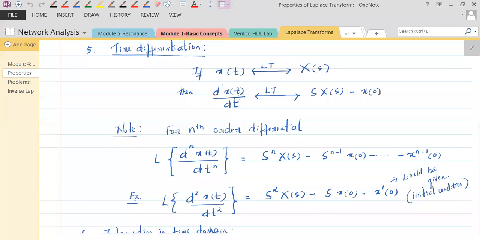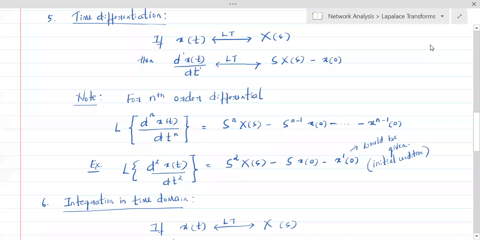Understand that? Now, if you have the differential of x of t, first order differential means s into x of s minus x of 0. If you want the second order differential, it is s square x of s minus s x of 0 minus x dash of 0. So this is the initial condition which would be given. That's given in the problem.